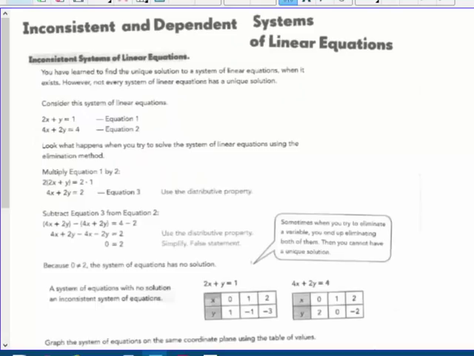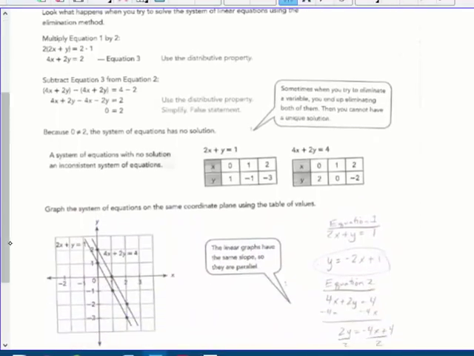Inconsistent and dependent systems of linear equations. We've already seen this where they have no solution or infinitely many. So I'm going to go through these pages fairly quickly. Consider this system of linear equations, 2x plus y equals 1 and 4x plus 2y equals 4. Look what happens when you try to solve the system of equations. So you try to eliminate it or substitute it, and they tried to eliminate it, and you get 0 does not equal 2. Because 0 does not equal 2, this has no solution. You get a false statement.